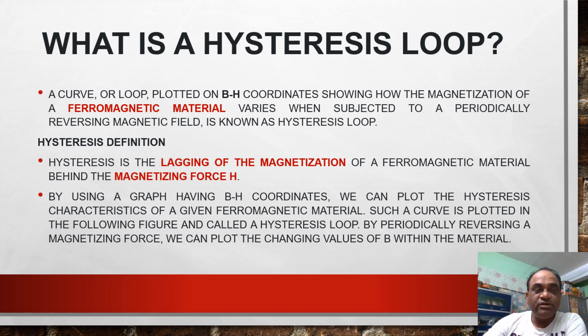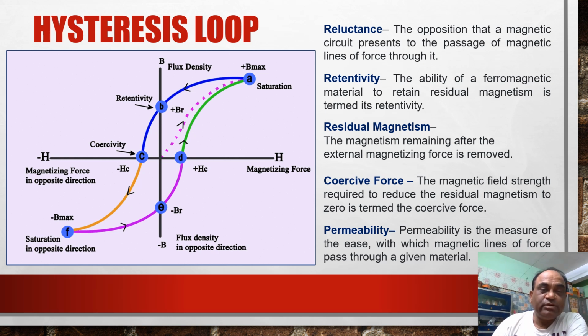First, let's try to understand what is hysteresis. So there is a curve. I would like to show you the curve in the subsequent slide first. This is the curve we are talking about. And this curve is a graph between B, that is flux density, on the y-axis, and magnetizing force on the x-axis. So magnetizing force is represented by H and the flux density is represented by B.